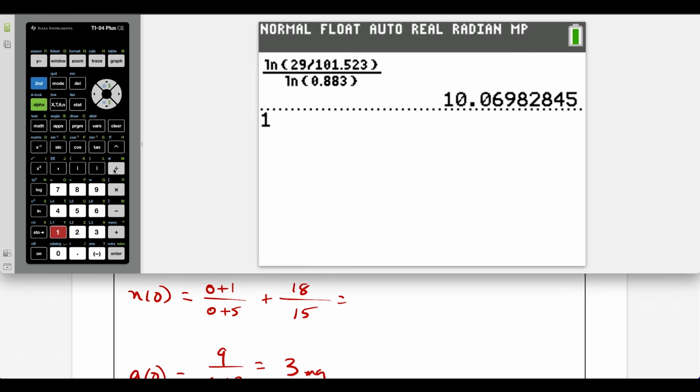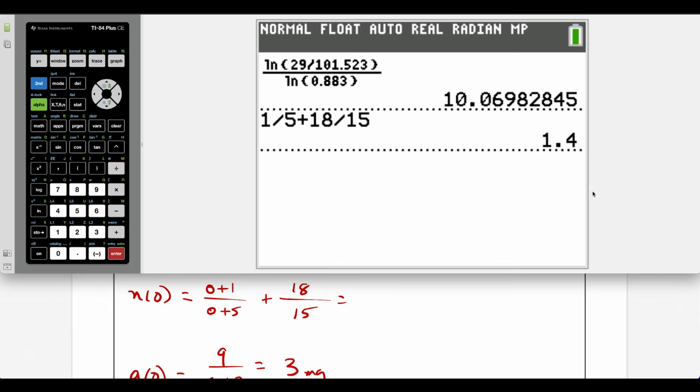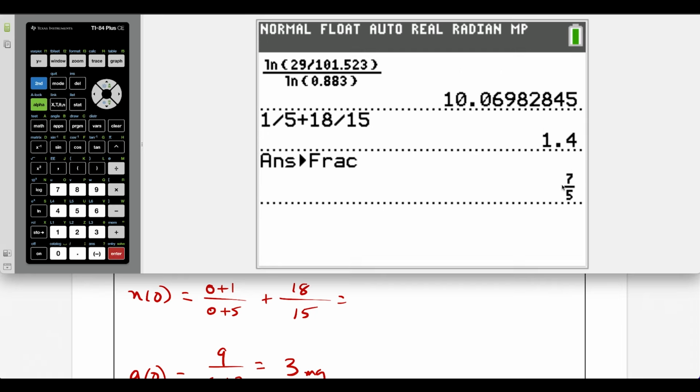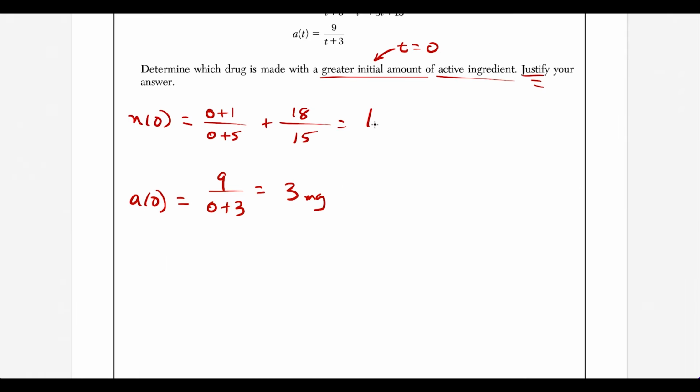So ultimately, you would just have 1 over 5. And I don't have to use alpha y equals enter here like I did before, because these fractions are kind of simple. So I have this plus this, and then I could leave it as a decimal. Or here, I could press math, enter, enter, and write this as a fraction. But either of these is going to be fine. So as a decimal, this answer simplifies to 1.4 milligrams. So just looking at it, the antibiotic is going to have a greater initial amount of active ingredient.